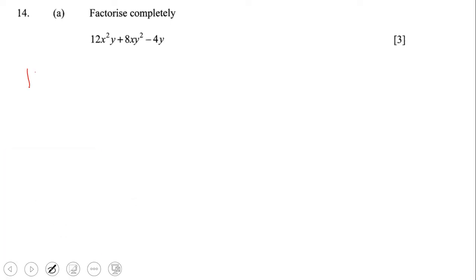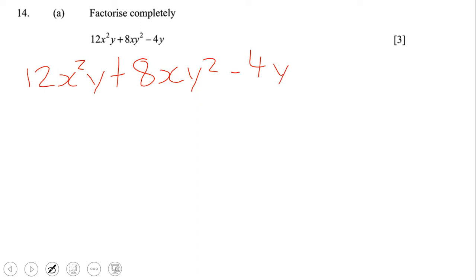So here we have 12x squared y plus 8xy squared minus 4y, and we have to factorize that. The first thing we have to determine is the greatest common factor between 12, 8, and 4. So what is the greatest common factor between 12, 8, and 4?